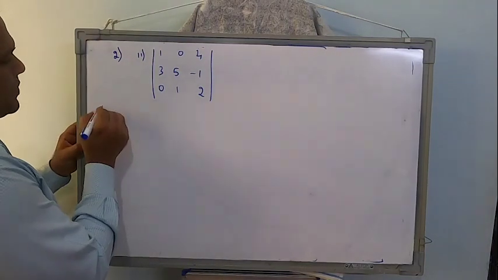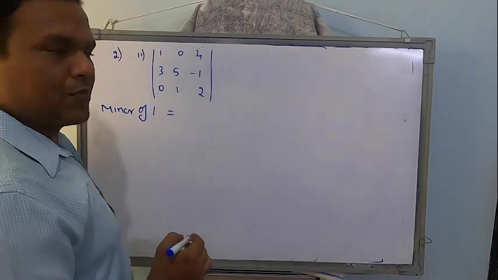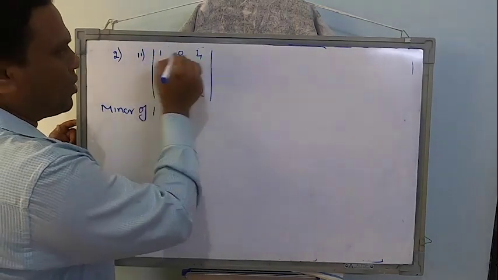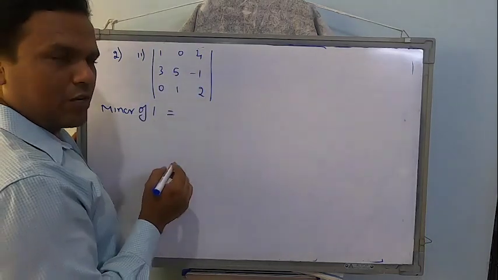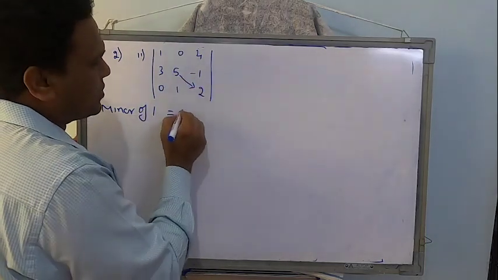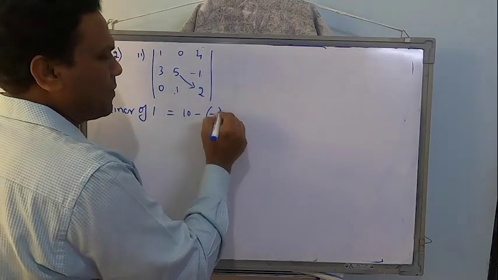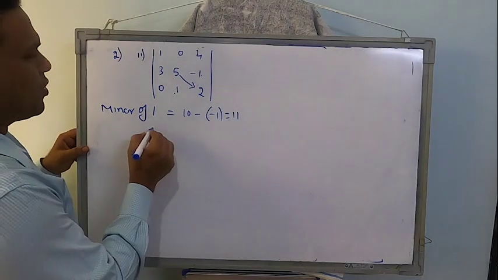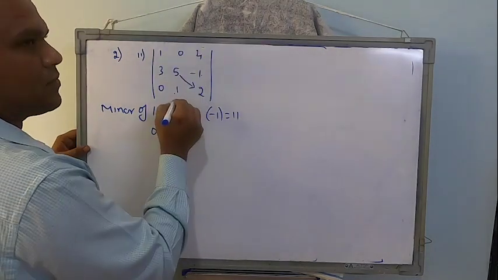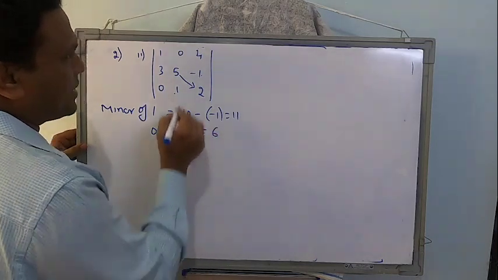Now the heading, minor of 1 equal to, so as you know, I have to block the column and row in which that element is present and take the determinant of the remaining 4 elements. On direct expansion, that's going to be 10 minus of minus 1 multiplied by 1, which is minus 1, so equal to 11. Let's keep doing this. Minor of 0: block the second column, first row, so that will be equal to 6 minus 0 equal to 6.